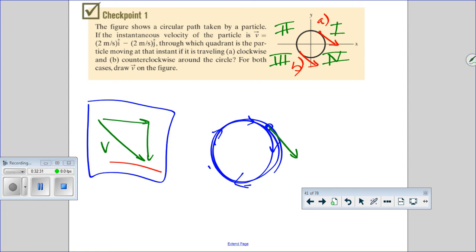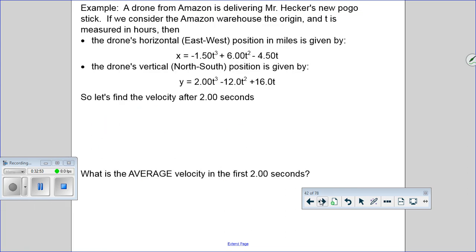Okay, so back to the drone. These are the same expressions I gave you before. We're trying to find the velocity now after 2 seconds. Here's my position as a function of time. So my horizontal velocity as a function of time is just dx/dt, the derivative of x. So take the derivative. What are you going to get? Negative 4.5t squared plus 12t minus 4.5. I know I did that really quick, but it's just the power rule, right?